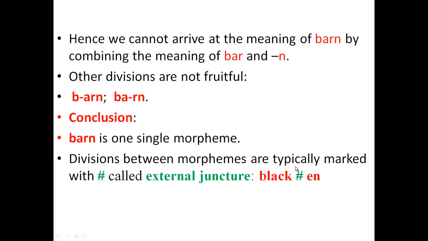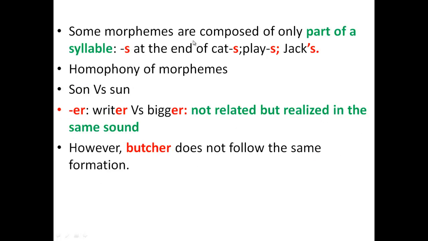Divisions between morphemes are typically marked with this sign here, called external juncture. For example, the word blacken can be divided into black and en. Now, some morphemes are composed of only part of a syllable.